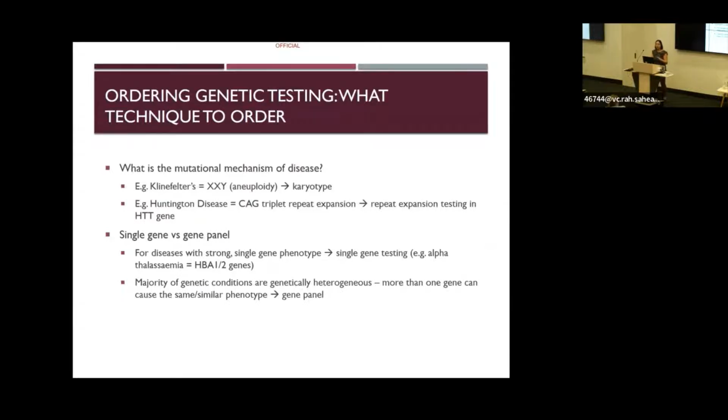And then going on to think single gene panel, what should we do? So generally only really recommend single gene testing for diseases that have got a really strong specific phenotype. So a good example of that would be alpha thalassemia, which technically we test for 2 genes, but they're basically the same copy of the same thing. But otherwise, the majority of genetic conditions are genetically heterogeneous. And so more than one gene can cause a same or a similar phenotype. So to get best bang for your buck, to not miss the diagnosis, we recommend doing a gene panel for those.